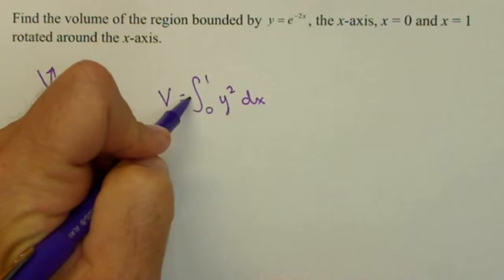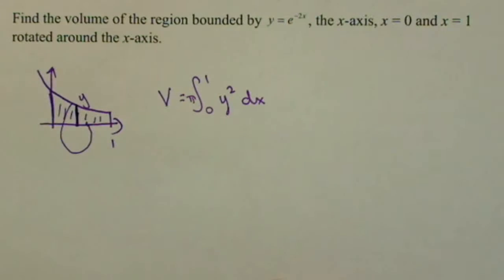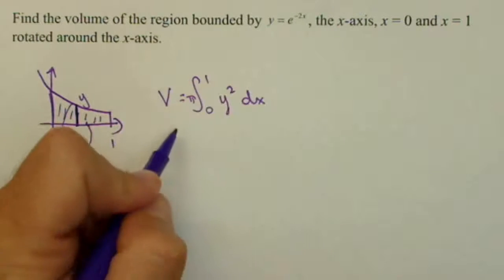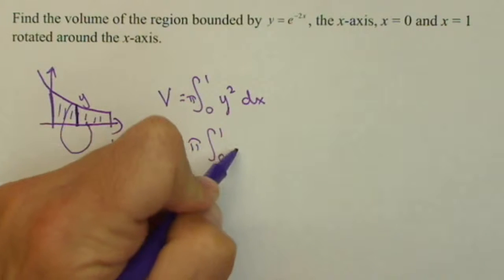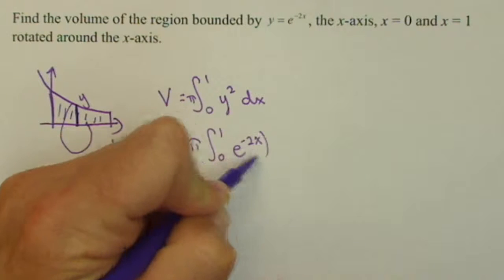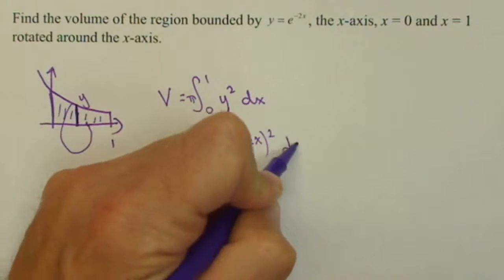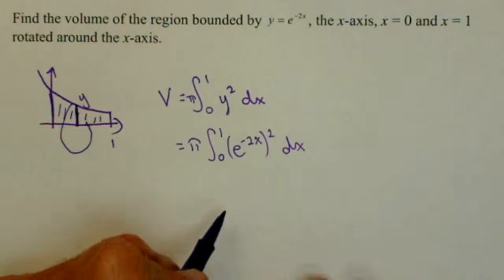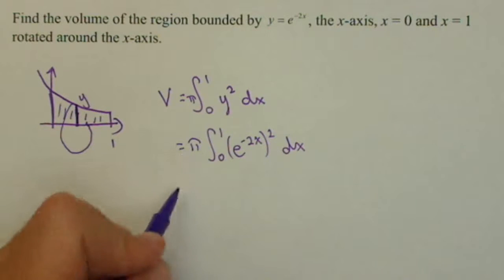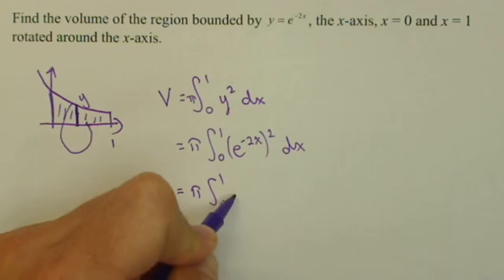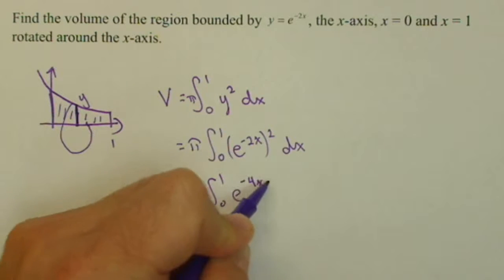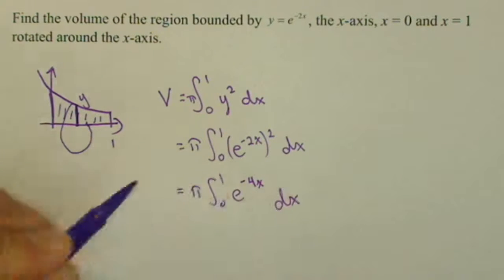Pi, I forgot the pi because we are rotating it. So I'm going to plug in what y is equal to. So pi, 0 to 1, e to the negative 2x squared dx. That's it. We'll simplify and solve this integral. We get pi, 0 to 1, e to the minus 4x dx.